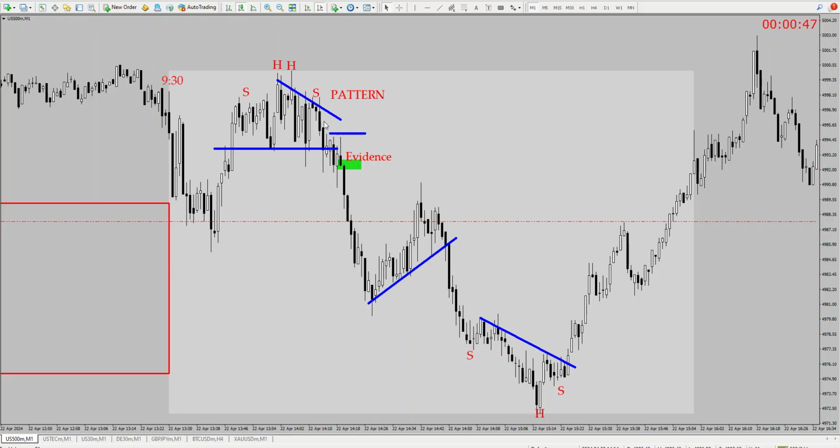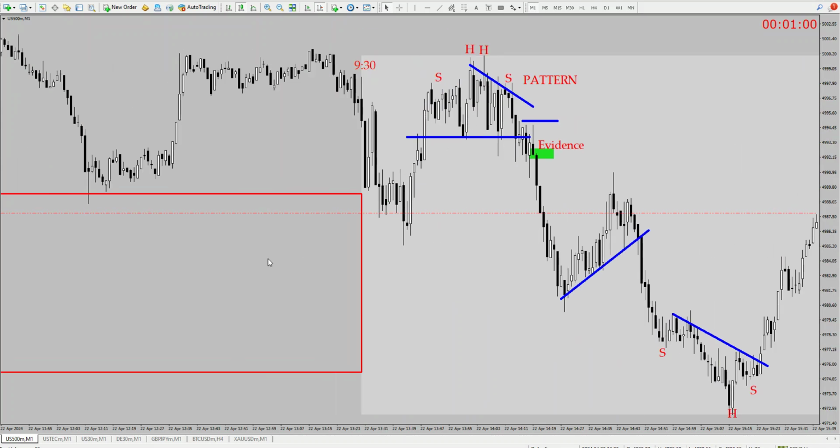As you can see here, they broke out and gave this evidence candle. However, they just went up and then pinned here and closed here. That's why I'm telling you I took another position right here. So I hope you understand. You now know what you are looking for.